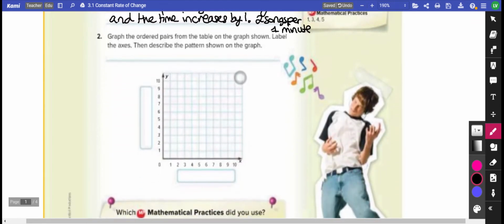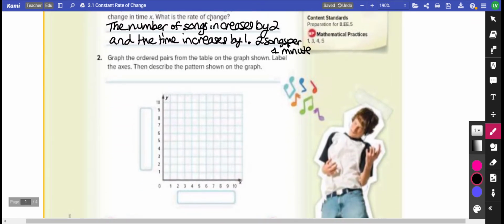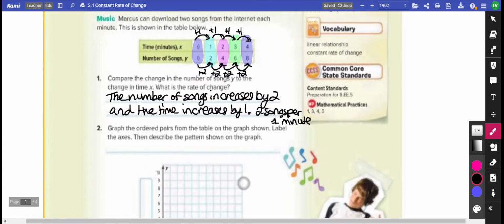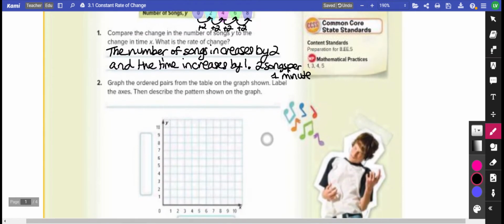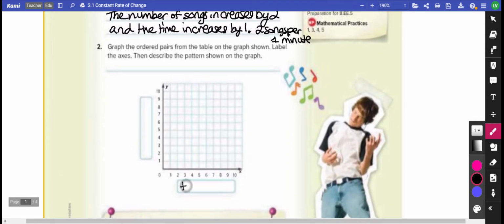Number 2, graph the ordered pairs from the table on the graph shown, label the axes, then describe the pattern shown on the graph. Well, I personally am going to label the axes as my first step, then graph the ordered pairs. So my x-axis is going to be the time in minutes. The y-axis is going to be the number of songs.